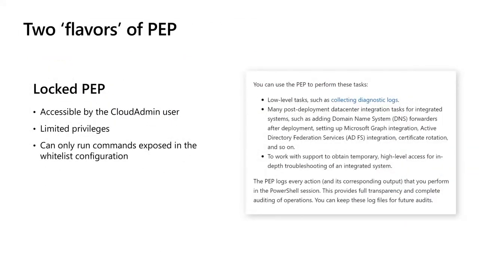Now, there are usually two flavors to the privileged endpoint. The locked PEP is usually what we mean when we talk about the PEP. It's what's accessible to the Azure Stack Hub operator by default, and it is super low privilege. You can only run a very limited set of predefined or whitelisted commands, such as diagnostic log collection or certificate rotation, and you can't even autocomplete any commands.